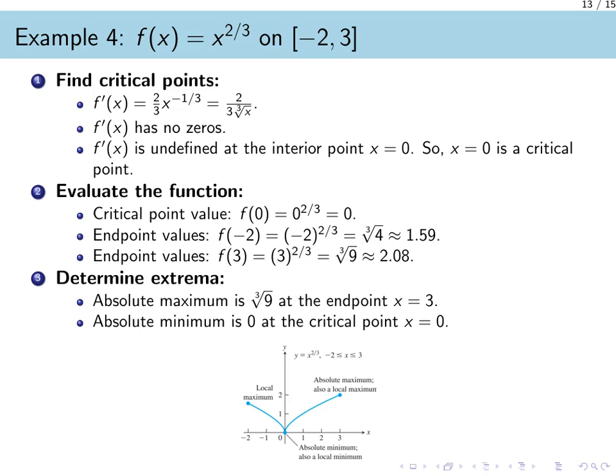Now I evaluate the function at this critical point and at the endpoints. The function at 0 is 0. At the endpoint -2, the value is the cube root of 4, or about 1.59. At the endpoint 3, the value is the cube root of 9, or about 2.08. By comparing these results, the absolute minimum is 0, and the absolute maximum is the cube root of 9. Remember that a critical point can be a place where the derivative is 0 or where it is undefined.